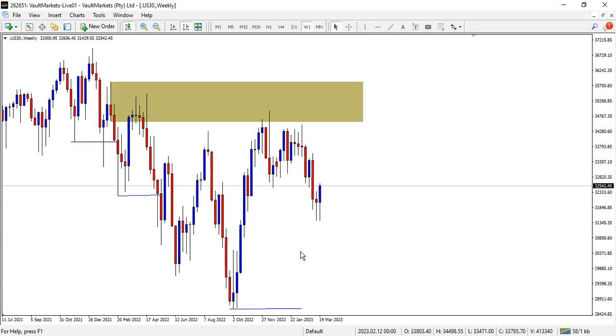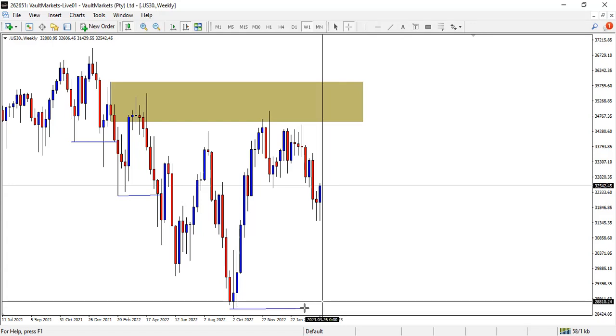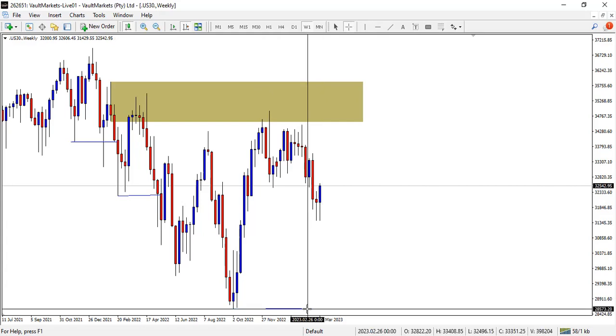So what does this mean? It means that from this low to this high, US30 is a sell from here, and the take profit must be down here, only on weekly.